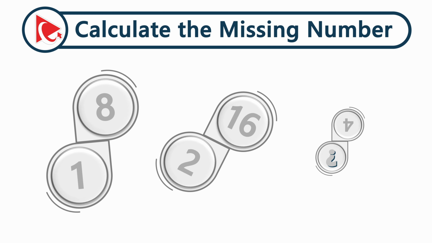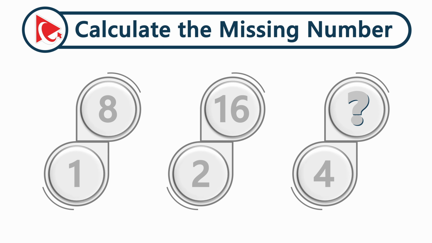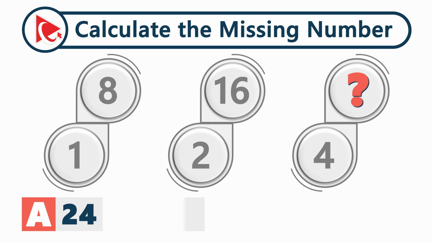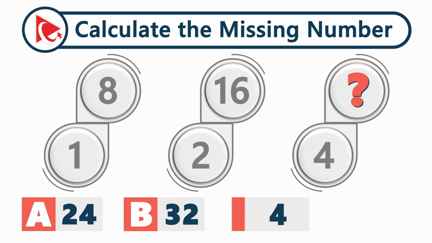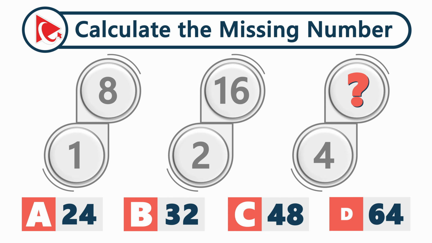In this question, you're presented with 6 water drops, broken into 3 pairs. First pair has numbers 1 and 8, second one has numbers 2 and 16, and the third one only has one number, 4. Your goal is to find the missing number for the third pair, and once found, select your answer out of 4 possible choices. Choice A, 24, choice B, 32, choice C, 48, and choice D, 64.